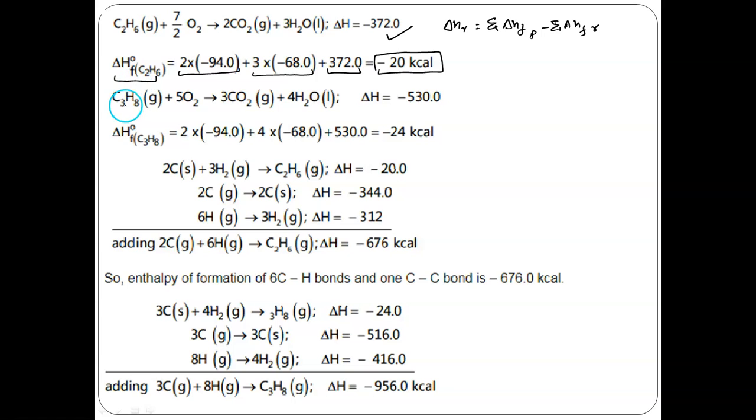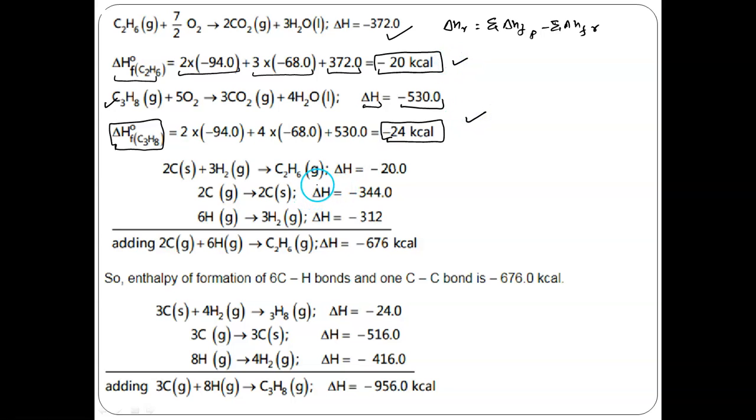Similarly, combustion data for C3H8 is given to us. For that combustion reaction, the enthalpy change is minus 530, and we can again do the same thing. The heat of reaction is summation of formation energies of products minus reactants. So if we do that, from here we get the heat of formation of propane. On solving, that comes out to be minus 24 kilocalories. This is step number 1, right?